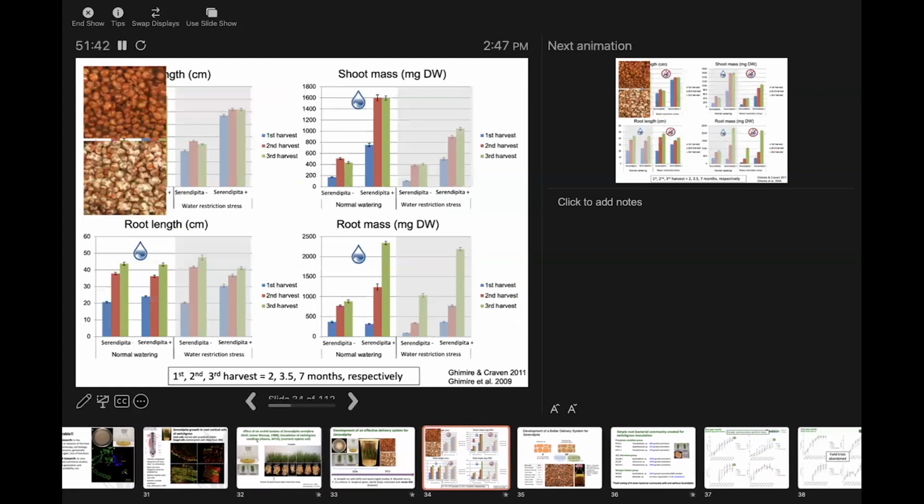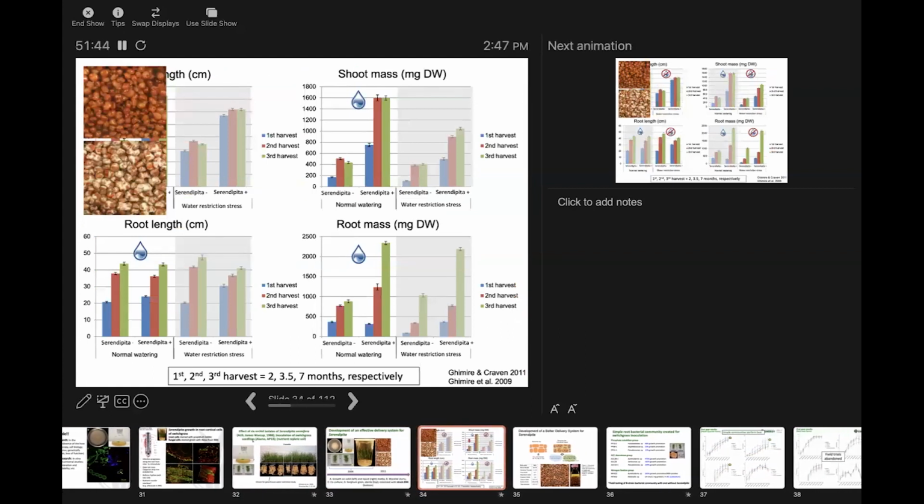Now, there's a lot here. I don't want you to get too concerned about this. What I want you to see are these 4 graphs. This is shoot length, shoot mass, root length, root mass, okay? Between the left and the right, the left side has normal water. The right side has restricted water, okay? Now, what I can show you here is the first, second, and third harvests at 2, 3.5, and 7 months.